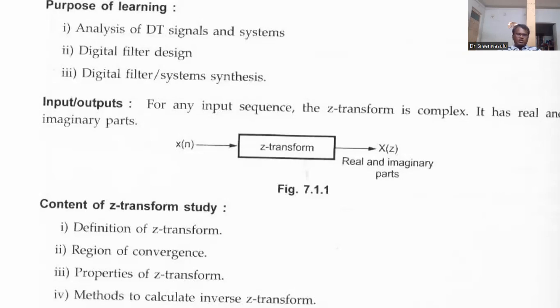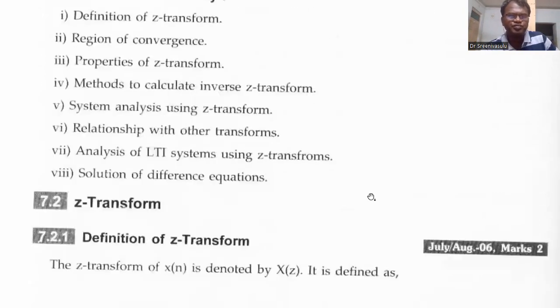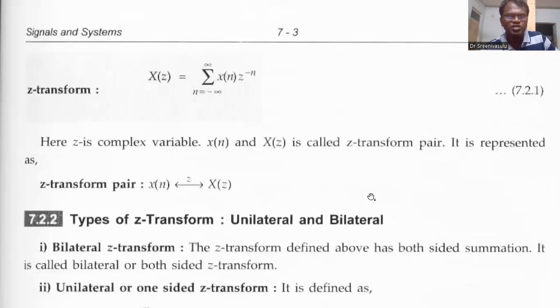Now, what is the definition of the Z transform? First of all, see the simple formula. X of z is the Z transform of x of n. It is equal to the summation from n equal to minus infinity to plus infinity of x of n into z power minus n.